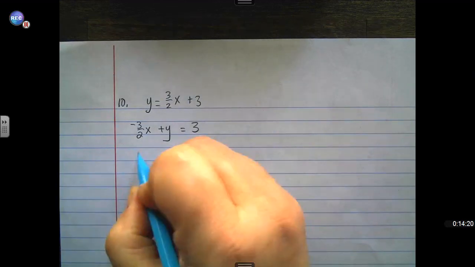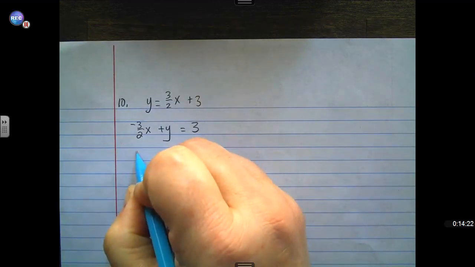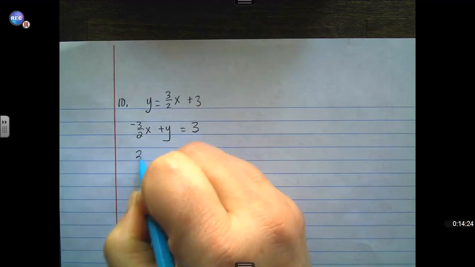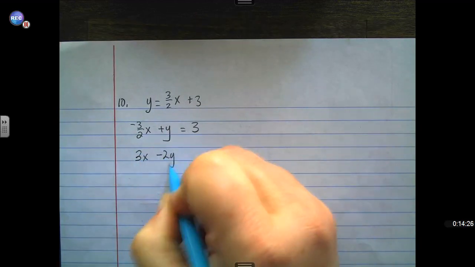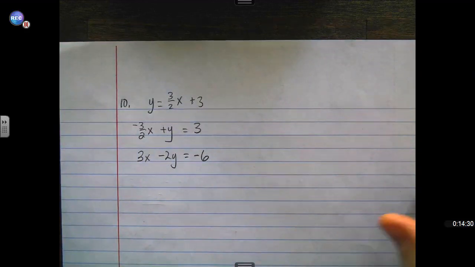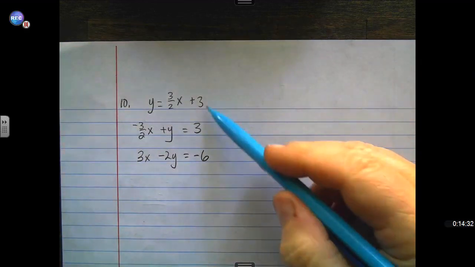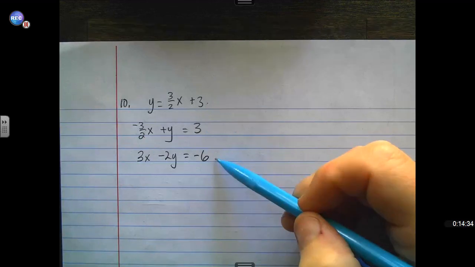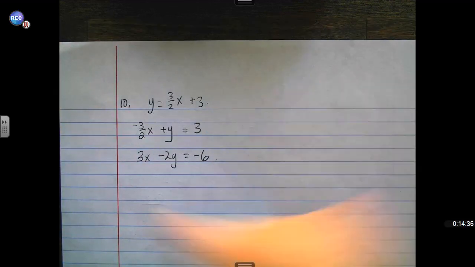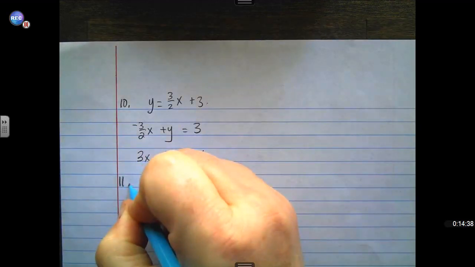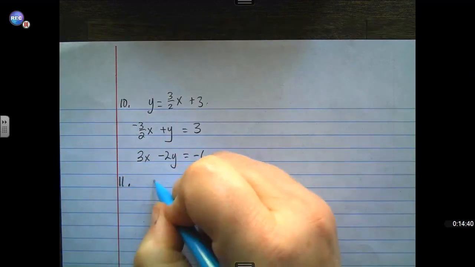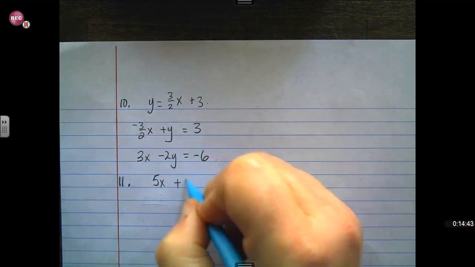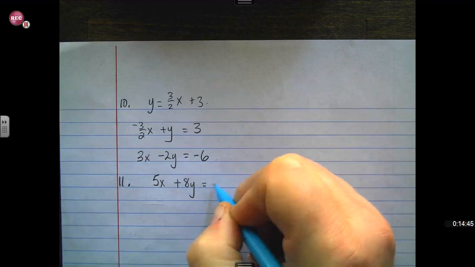So that's going to give us 3x minus 2y equals -6. And that's what they're asking us to do, is just transform this to standard form. And there we go. Number 11, what are the x and y intercepts of 5x plus 8y equals 20?